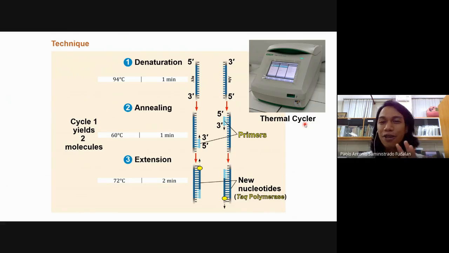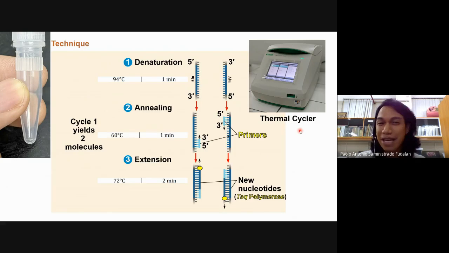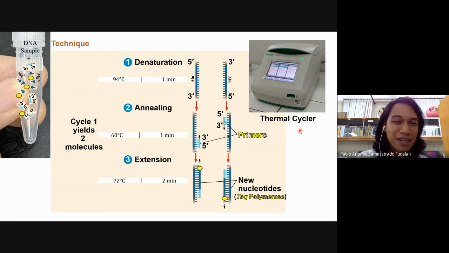So, of course, having the thermal cycler is not enough. Remember we added that yellow substance first into our DNA sample. That yellow substance is called the master mix, if you can remember. And the components are these, the ones here on the left. What are these? What are these with 5 prime, 3 prime? 3 prime, 5 prime. What are these?